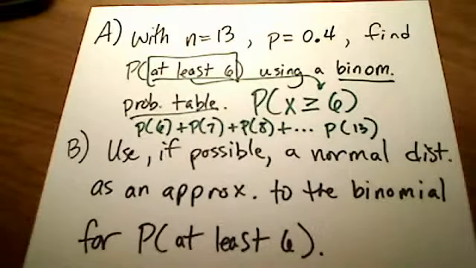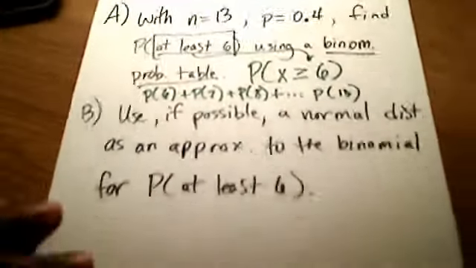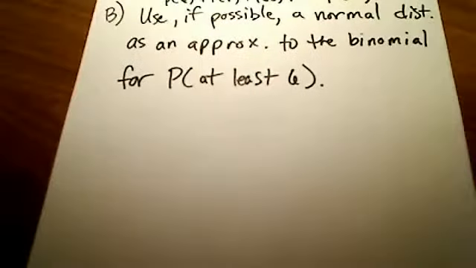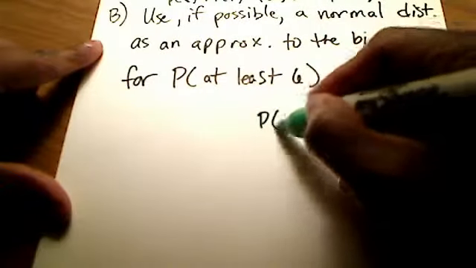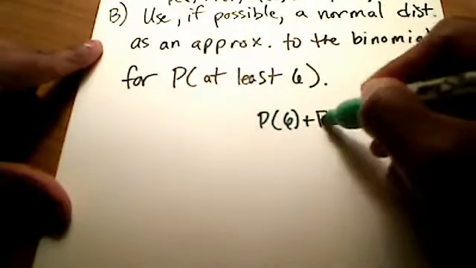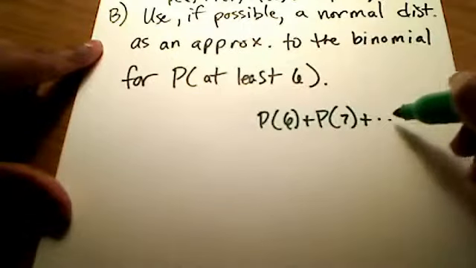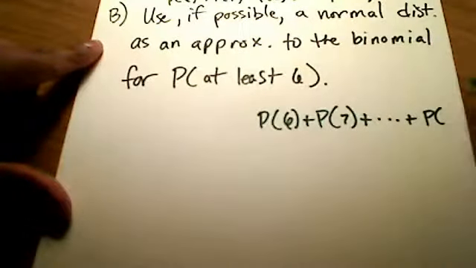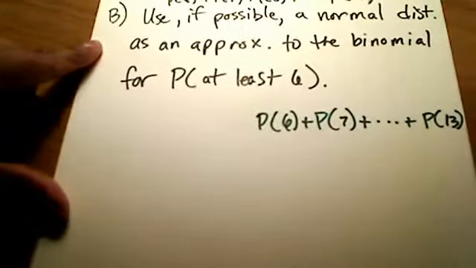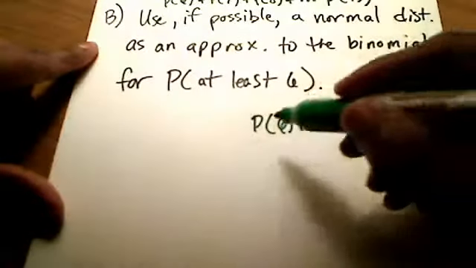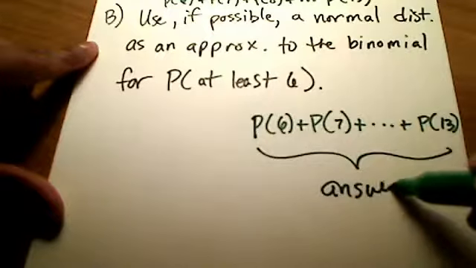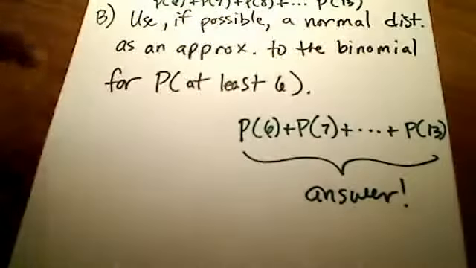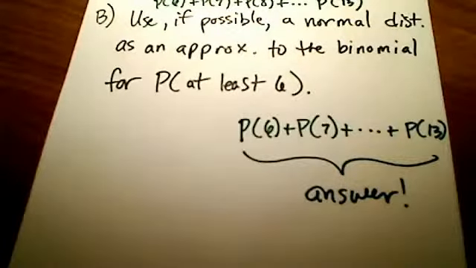Let me just point something out to you real quickly here for part A. As I just showed you, at least 6 means this. It means to add up all of these probabilities all the way up to my n, which in this case is 13. So I could sum all this and I could get my answer. This is what I'm after for part A. I could add up all those probabilities using the table and I'd get my answer.